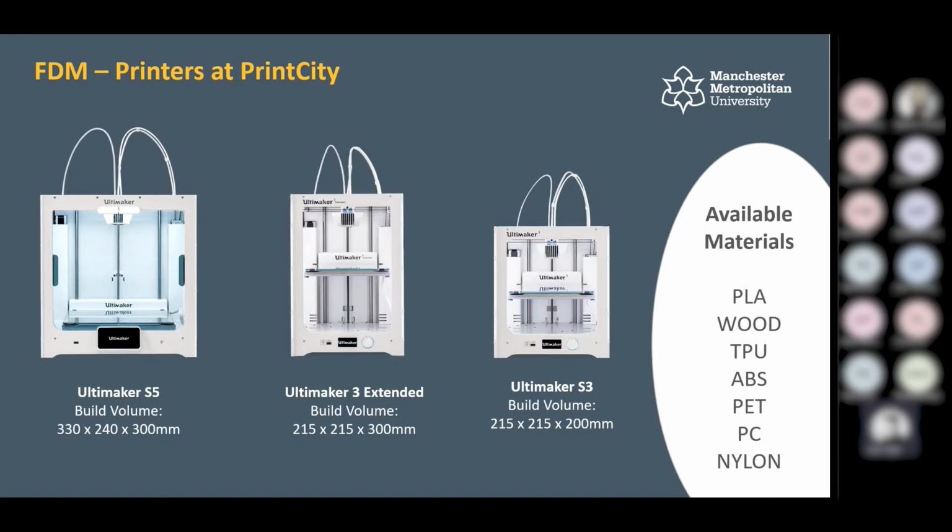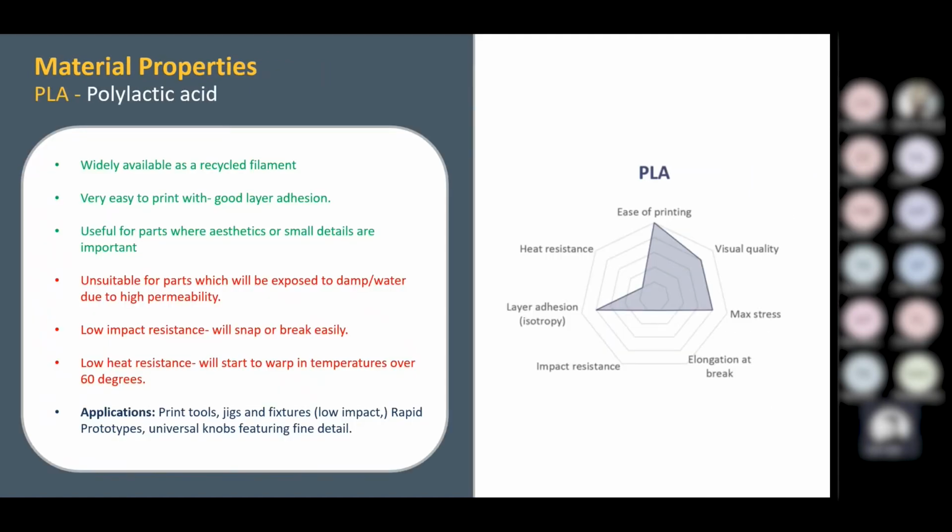So available materials: you can print in PLA, which is polylactic acid. You can print in wood filaments, which are mixed with PLA. You can print in TPU, which is kind of flexible. You've got ABS, which is more industrial. It's what most injection molded plastics are made from. You've got PET or PETG, which are food safe plastics, which are really nice. Then you've got things like PC and nylon. I'm not going to touch on all of these. I am going to make this document available, so you can have a proper read through yourself.